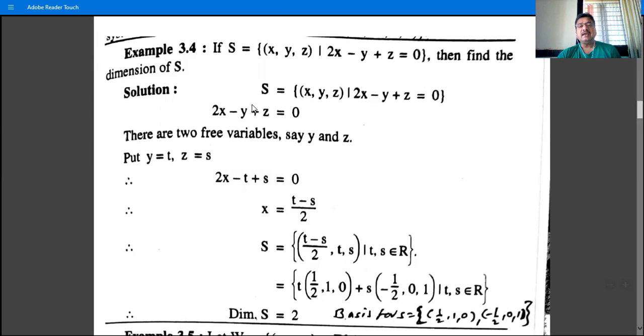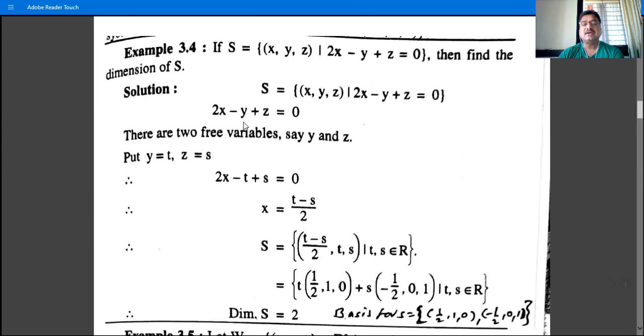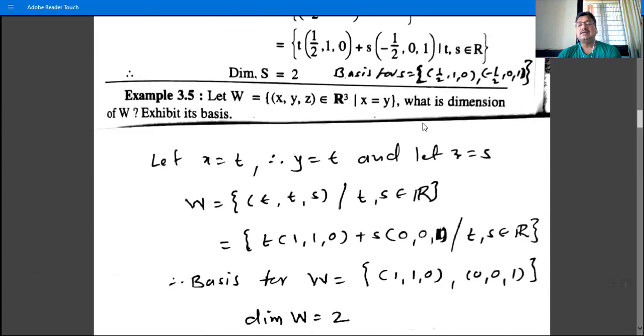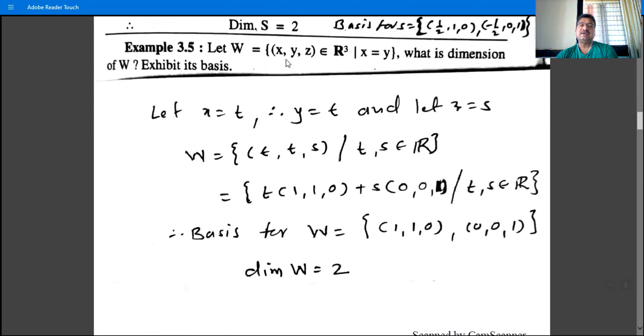We assign any two, but in this example out of x and y we have to assign one of them, and then z. z is compulsory. We can assign x and y also, and find the value of z in this fashion, because x, y, z are related. But here z is a free variable, so out of x and y we assign one variable, and then z. Then w is equal to, because x is t, y is t, and z is s, with t and s belonging to R.